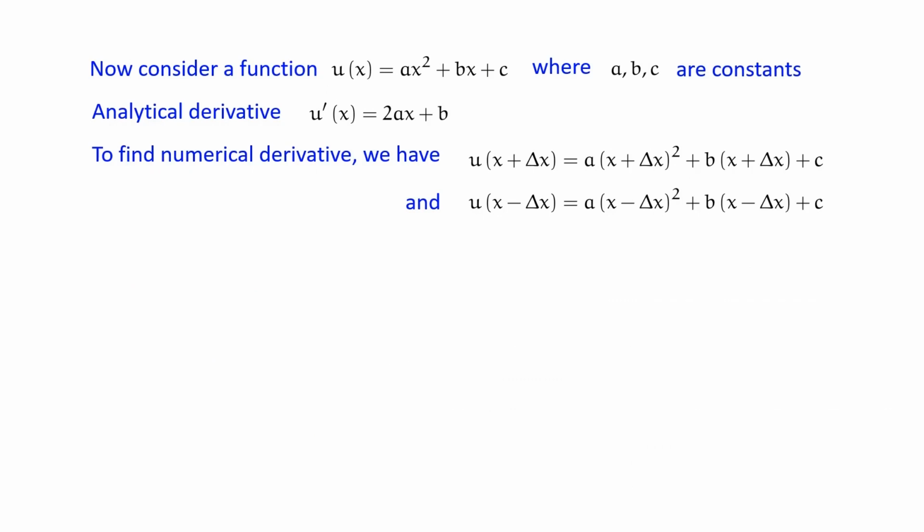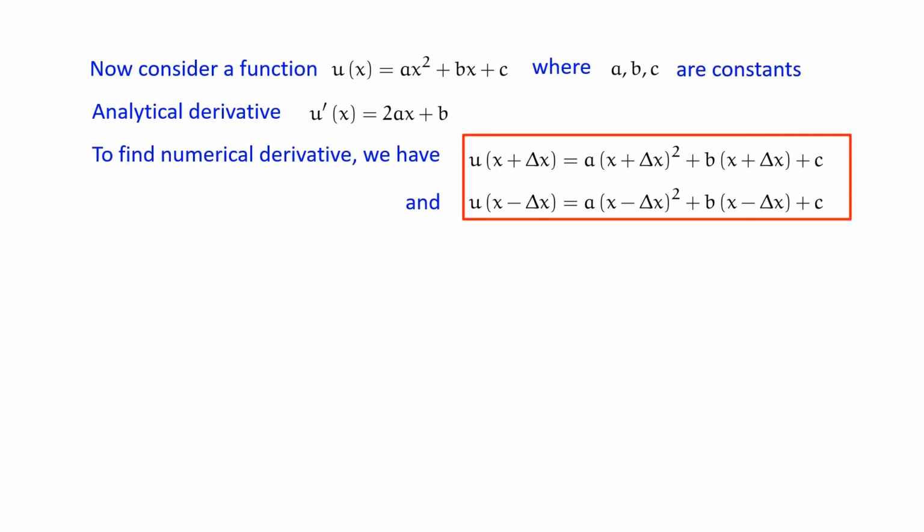Let us take another function. Let us slightly complicate the function and take ax square plus bx plus c, keeping a, b, c to be constants. The analytical derivative u prime x is twice ax plus b, and the numerical derivative will be obtained from u(x plus delta x) and u(x minus delta x), which are given respectively as a(x plus delta x) square plus b(x plus delta x) plus c, and a(x minus delta x) square plus b(x minus delta x) plus c.